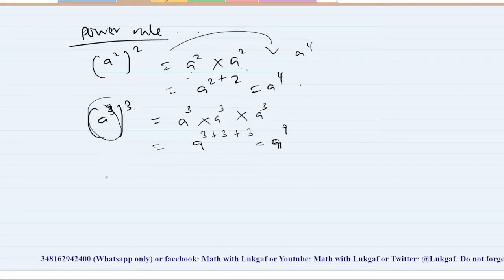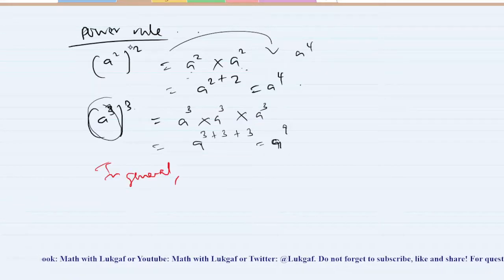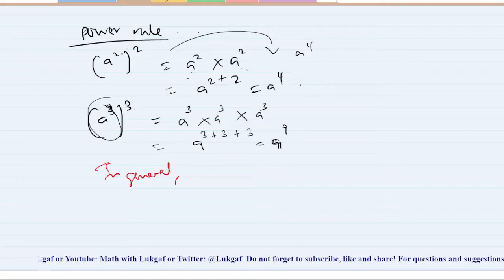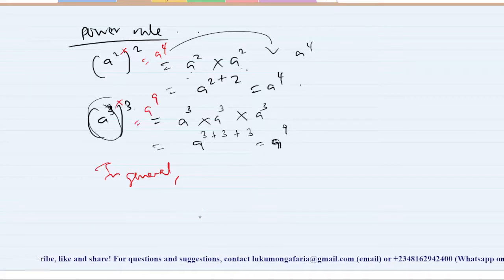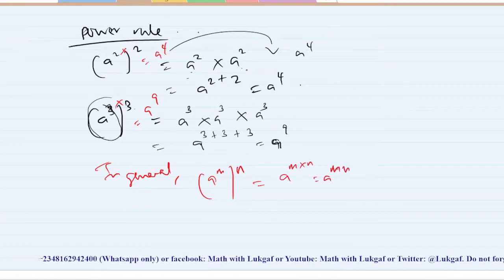So in general, you don't need to stress yourself. You will see that it is as if you are multiplying these two numbers together. 2 times 2 gives a raised power 4. Likewise, 3 times 3 gives a raised power 9. In general, when you have a raised power m, everything raised power n, that's going to be a raised power m times n, which is a raised power mn.